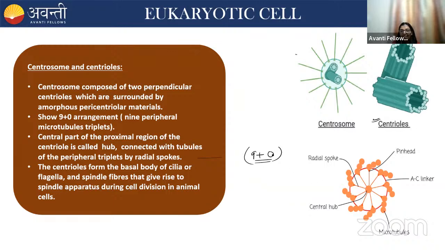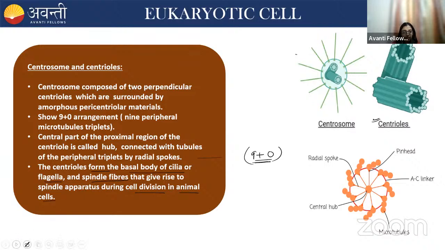But in case of centriole, there's no singlet. So they show an arrangement of 9+0, where there are 9 peripheral microtubule triplets. And these peripheral microtubule triplets are connected to the central hub by radial spokes. The centrioles form the basal body of the cilia and flagella and the spindle fibers that give rise to the spindle apparatus during cell division in animal cells. One more important point, the plant cell lacks centrioles. Plant cells do not have centrioles. Remember this.